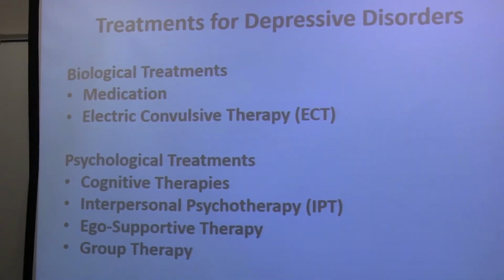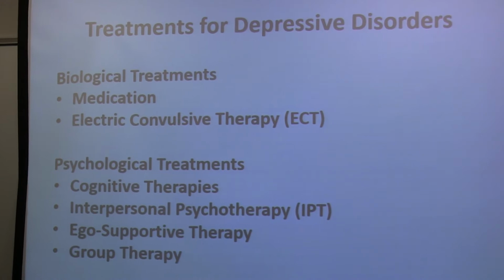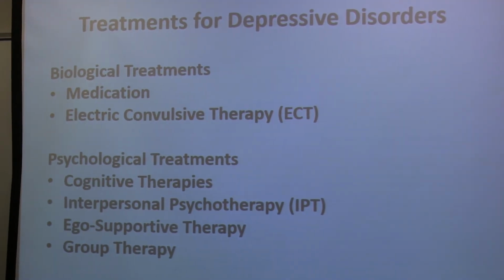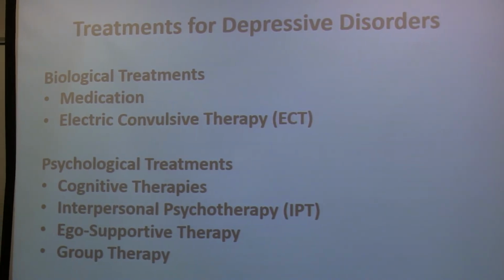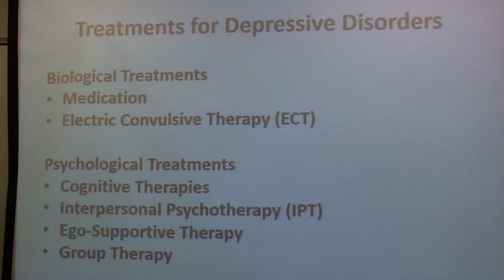What are some of the treatments for depressive disorders? The biological treatments are medication and electroconvulsive therapy. And very often students will say, electroconvulsive therapy, that's so dramatic. And it is. It is always done after everything else has not worked.